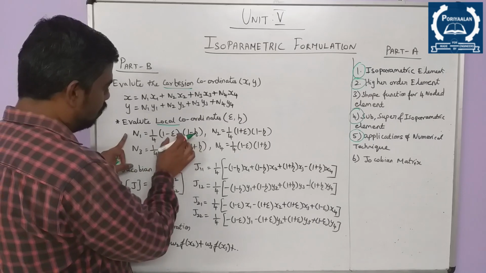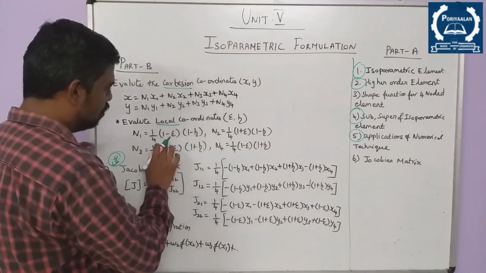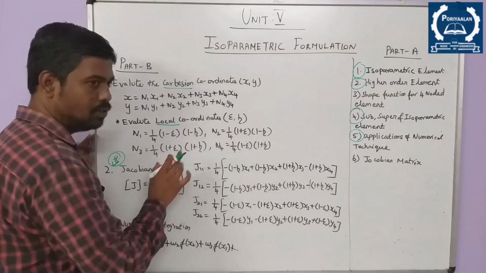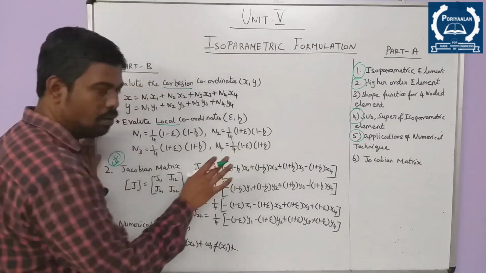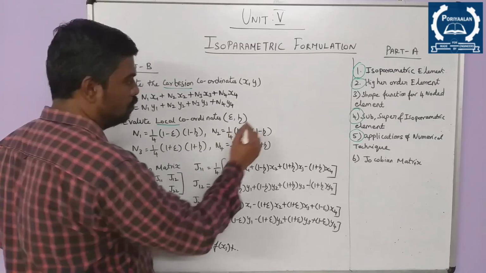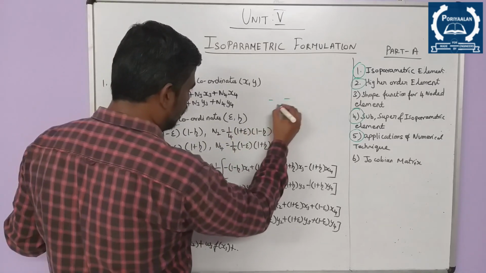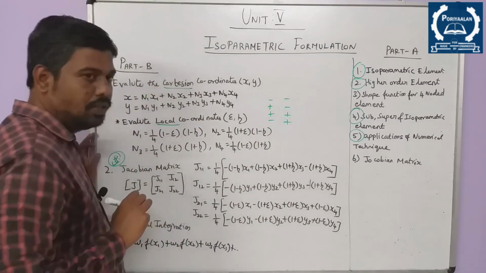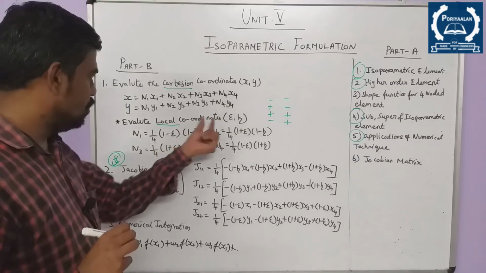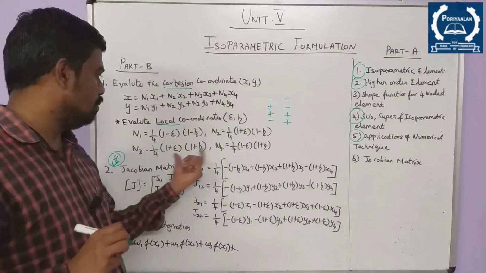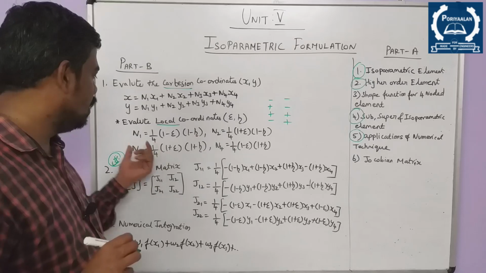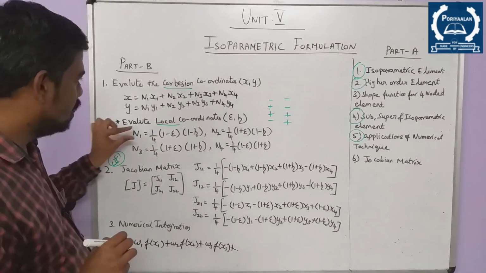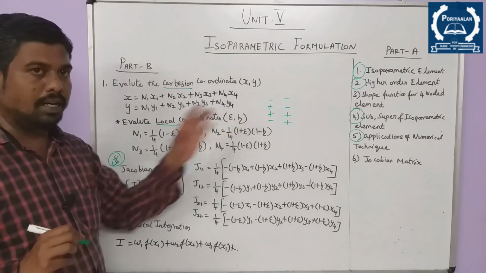And 1 minus epsilon, 1 minus epsilon, 1 minus eta. Just remember the signs: minus, minus, plus, minus, plus, plus, minus, plus. 1 by 4 is common for all the shape functions N1, N2, N3, N4. Put epsilon, eta, epsilon, eta for all the values. So easily you can keep in mind the N1, N2, N3, N4 values. With the help of this, you have to find the values of epsilon and eta.